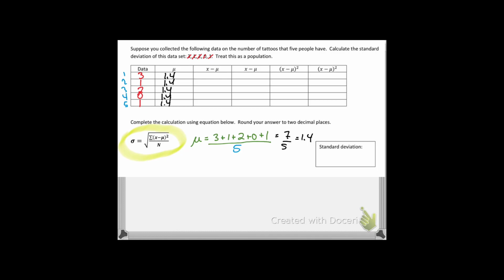Okay? So the next thing that we need to do is subtract off the mean from each data point. In other words, ask ourselves, how far is this data point from the mean, or the center of the data? So we're going to have 3 minus 1.4, that gives me 1.6. 1 minus 1.4, that gives me negative 0.4. Then we're going to have 2 minus 1.4, that's 0.6. 0 minus 1.4 is negative 1.4. 1 minus 1.4 is again negative 0.4.